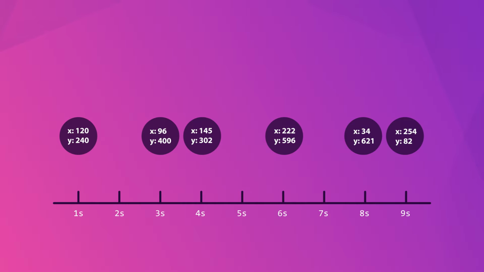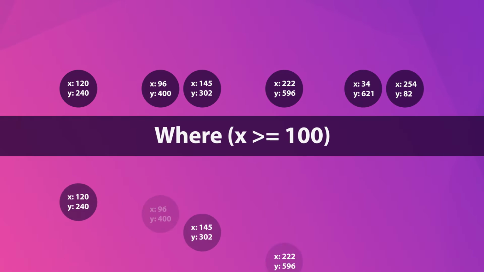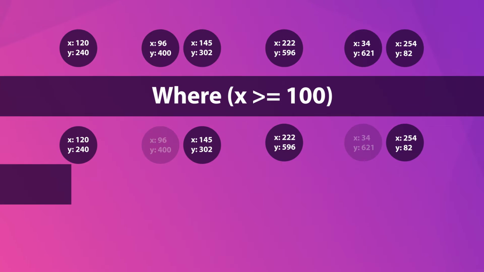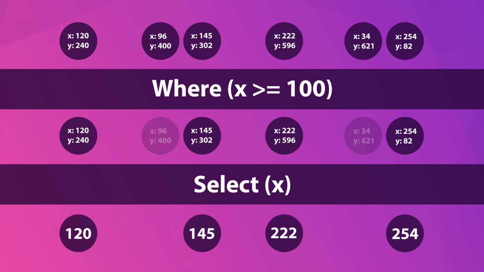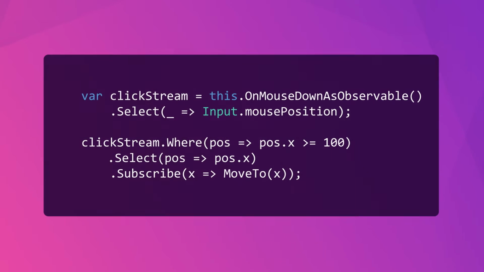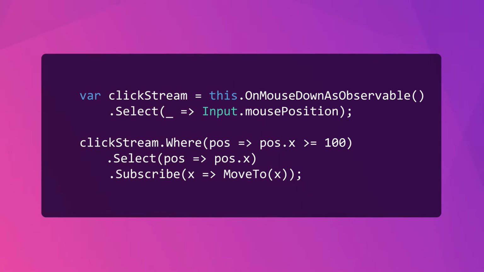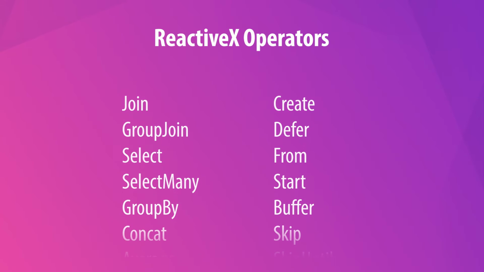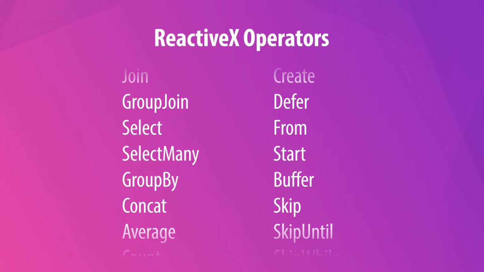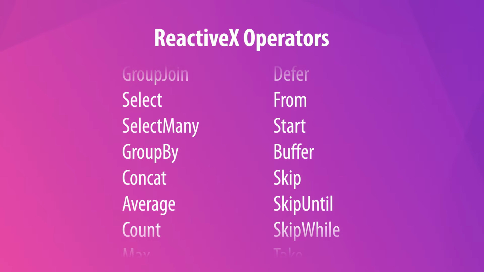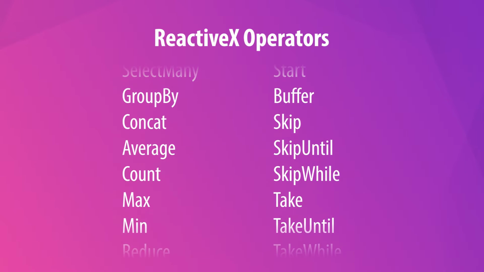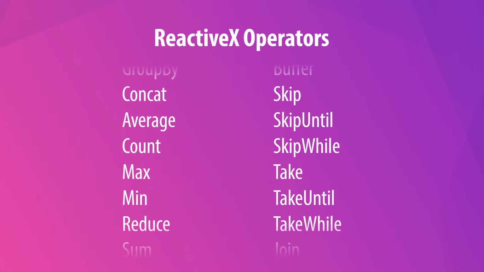Just like our previous array example, we can filter this stream using the LINQ where operator, and transform the values using the select operator. Then we can subscribe to this feed, passing the emitted values into the function of our choosing. UniRx provides a long list of operators that can be used to filter, transform, and combine data streams, making it a powerful tool for composing asynchronous code.